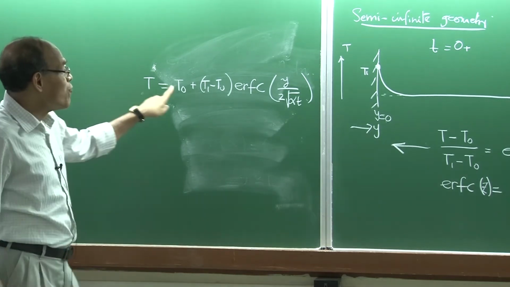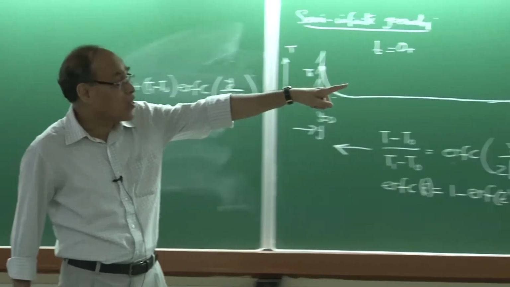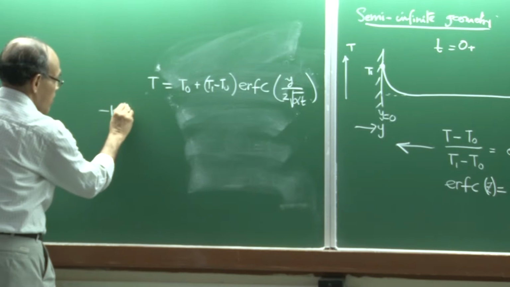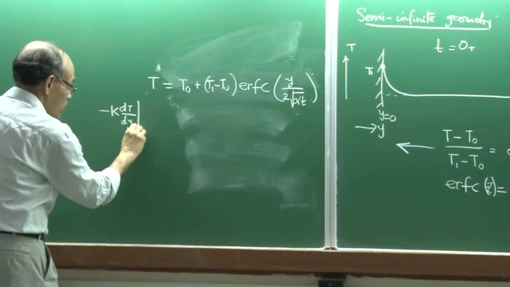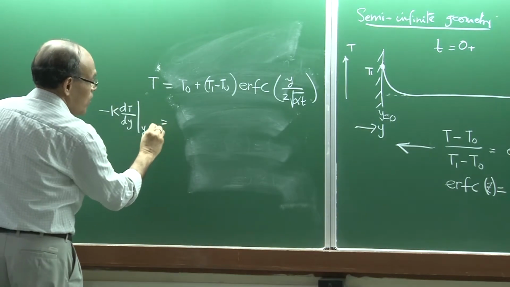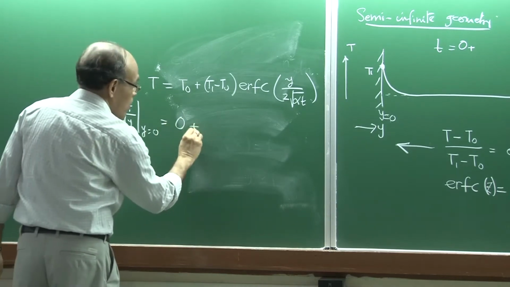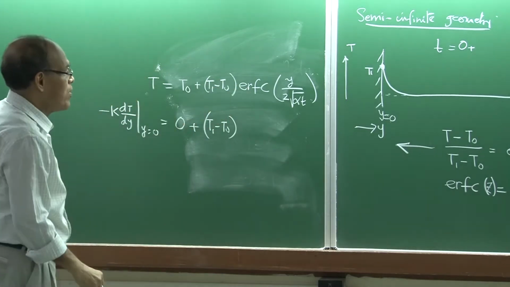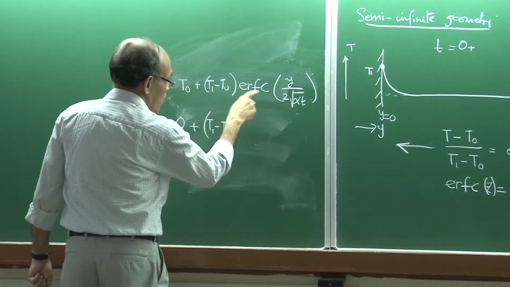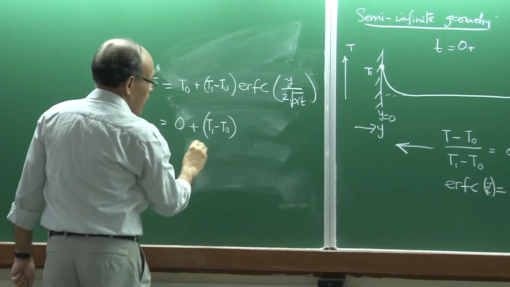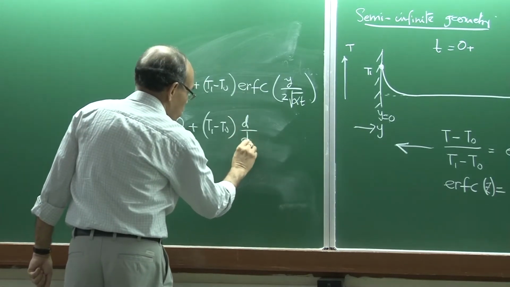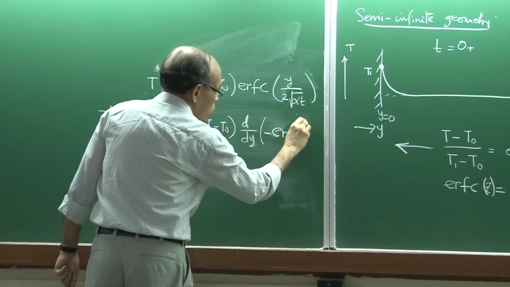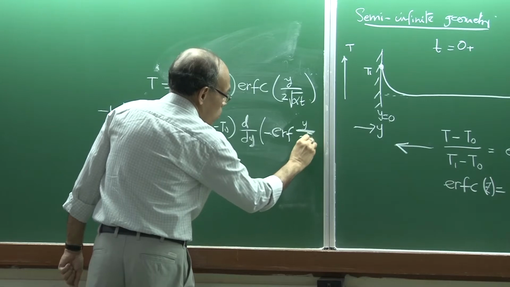So, therefore, I need to differentiate this term in order to get that expression on the right hand side. So, I am now looking for minus k dT over dy evaluated at y is equal to 0. So, the moment I differentiate it, I get T1 minus T0, and then if I write 1 minus complementary error function as 1 minus this, then this has to be evaluated, minus error function y divided by 2 root alpha t.